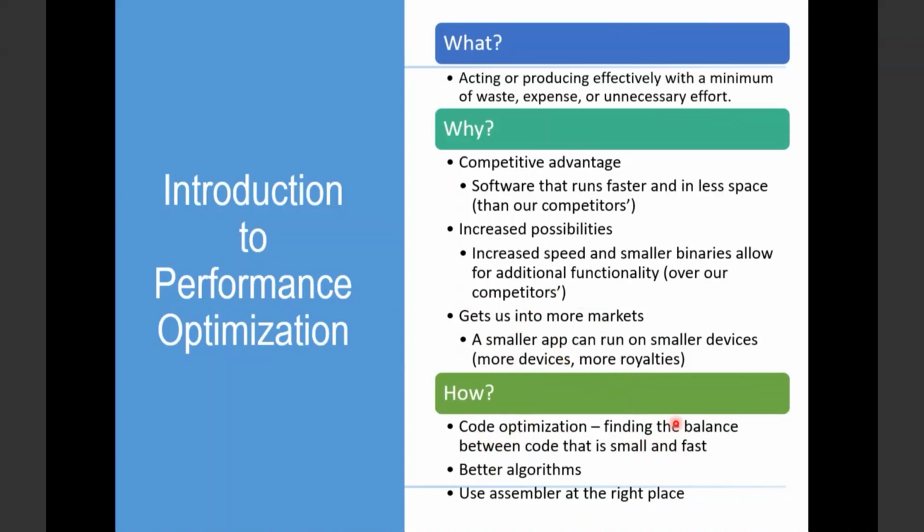Okay, in order to make sure that the code runs faster, you also need to make sure that the code has a smaller size. So you need to find the balance between faster code and smaller code size. And your code must have a better algorithm, which of course must be free from any bugs, and use assembler at the right place.